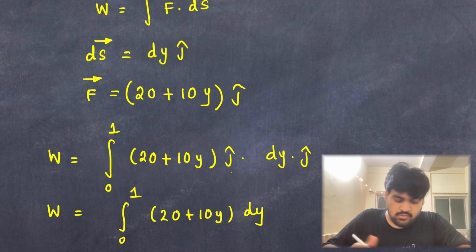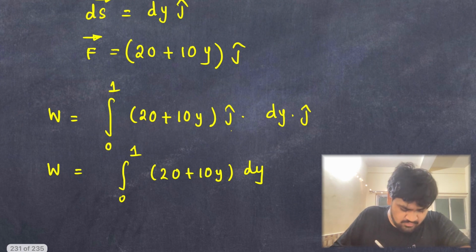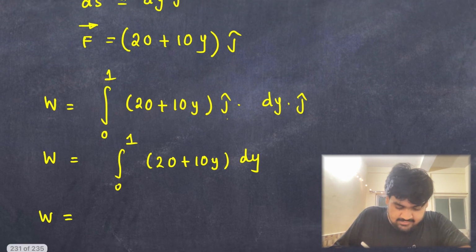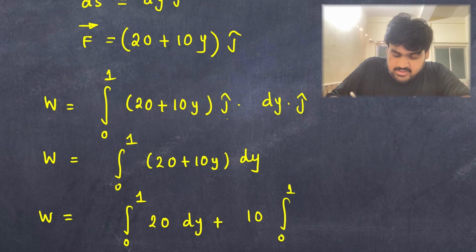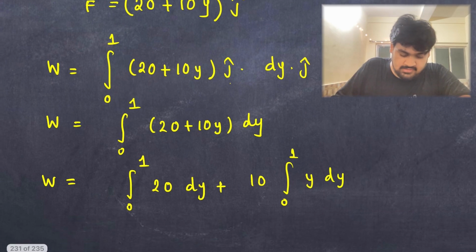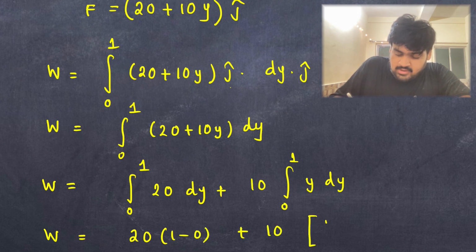Okay, so that means work done will be the integration from 0 to 1 of (20 + 10y) dy. Now it's actually a cakewalk, so you can easily solve this. So work done will be the integral from 0 to 1 of 20 dy, plus 10 times the integral from 0 to 1 of y dy. Okay, so over here work done will be equal to, so what is the integration of dy? It is y, so 1 minus 0 I'm directly putting, plus for 10 y dy it is y squared by 2, so the limit is 0 to 1.